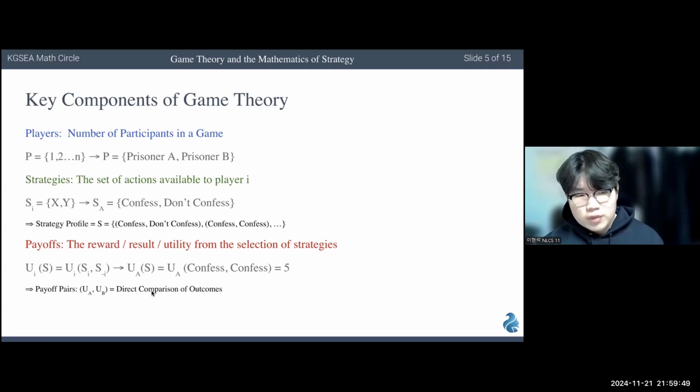So when we notate, we use payoff pairs, UA and UB. In this situation, if they both confess, it will be 5 and 5, because A gets 5 years in prison and B also gets 5 years in prison.